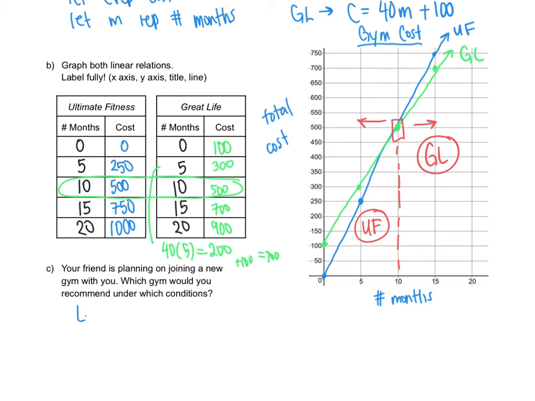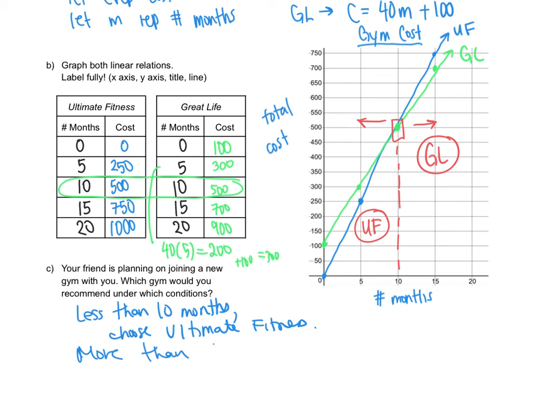So less than 10 months, choose Ultimate Fitness. More than 10 months, choose Great Life. And that's it for these application questions.